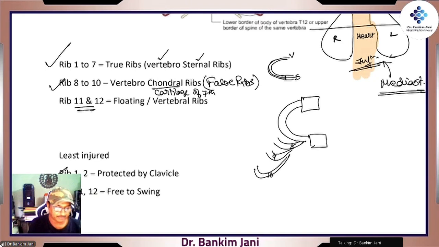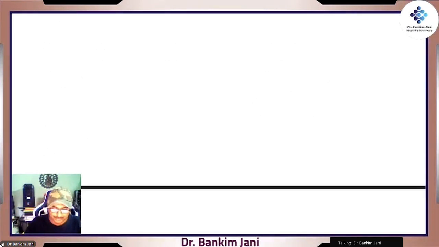Least injured are rib 1 and 2 because they are protected by the clavicle. They are pretty high. And rib 11 and 12 because they are free to swing. The anterior end is free, so usually you won't find any fracture associated with 11 and 12. The most prone ribs which are usually injured are 4, 5, 6, 7, because they are snugly attached at the posterior end and the anterior end. So any impact can really break them.